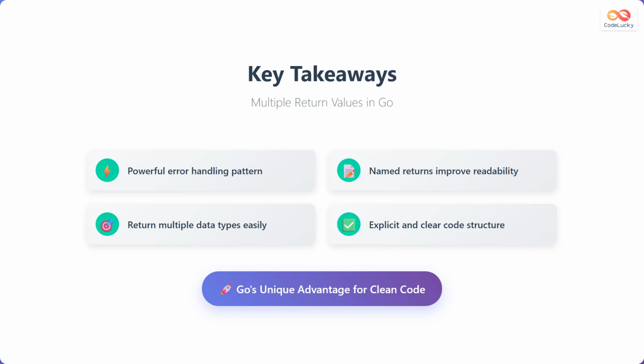Most importantly, Go's multiple return values encourage explicit error handling, leading to more robust and reliable software. By mastering this feature, you'll write more idiomatic Go code that follows the language's philosophy of clarity, simplicity, and explicit error handling. This pattern is fundamental to Go programming and will serve as the foundation for building reliable, maintainable applications.